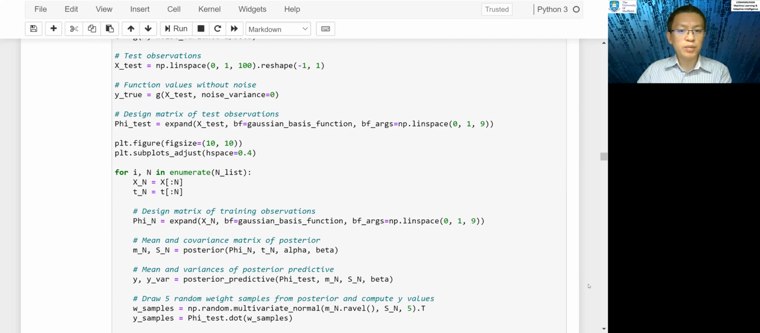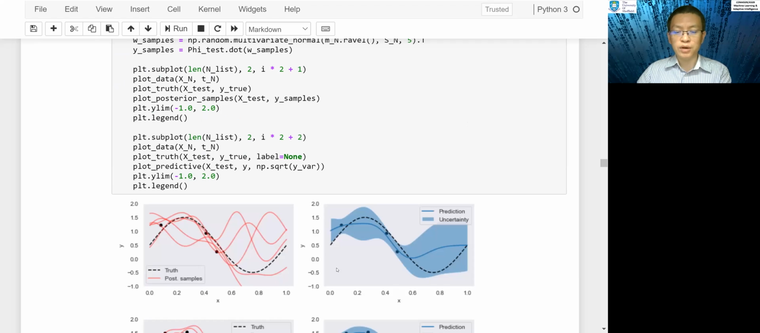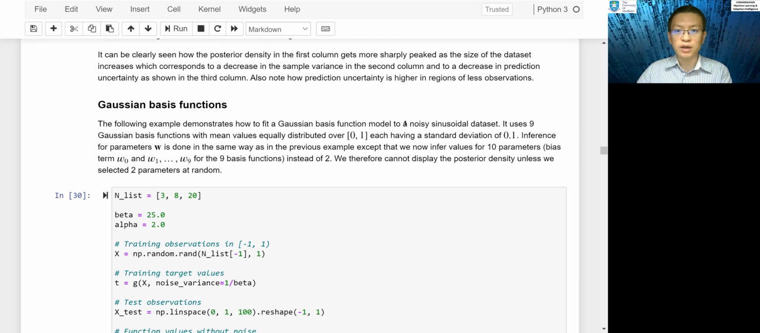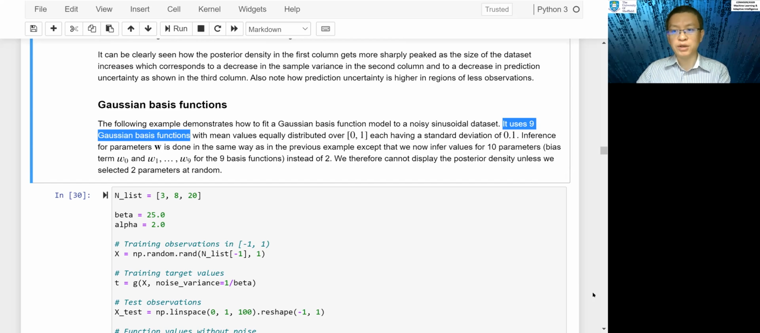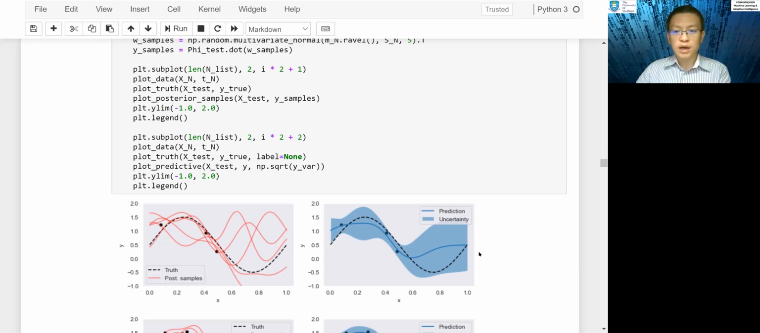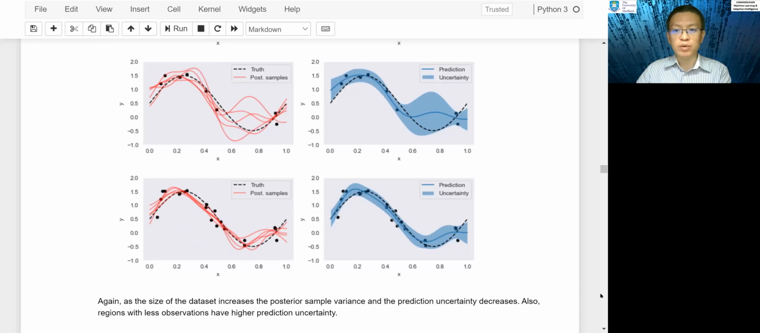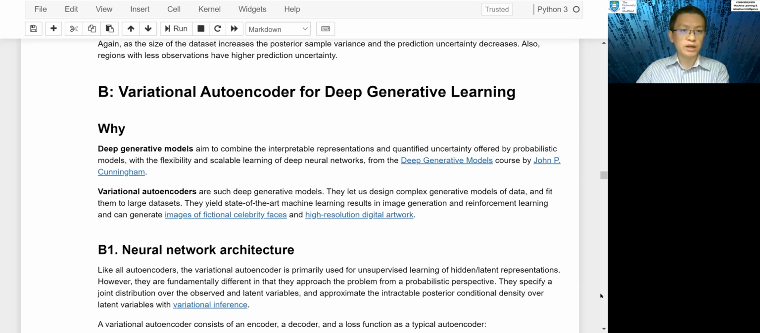The next example shows the predictive distribution. That's also trying to replicate again with non-Gaussian basis functions, so it basically reproduces what is covered in the lecture. And that's the actual code. You can generate the results and play with it to understand the uncertainty and the predictive distribution in more depth. So that's a very nice notebook. Again, the credit is not mine.